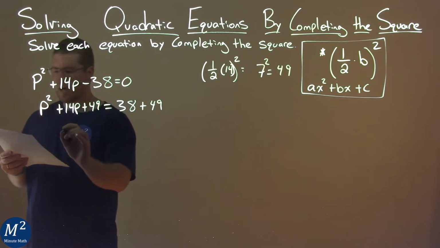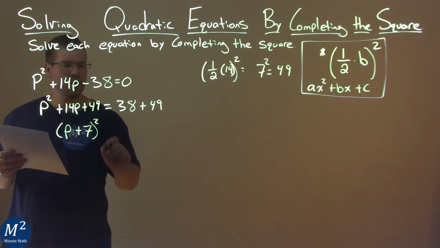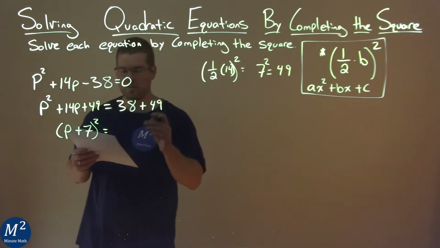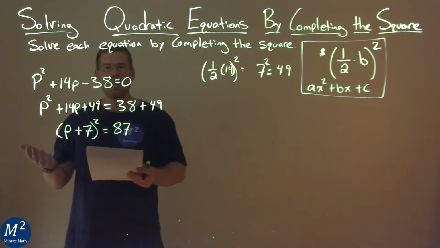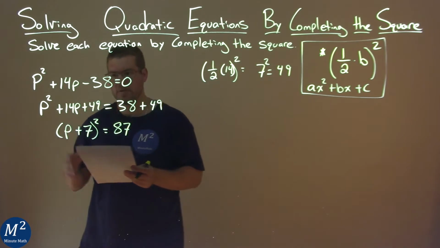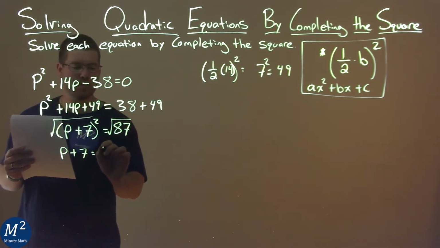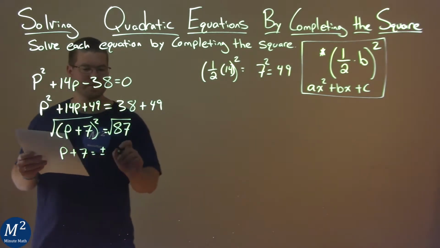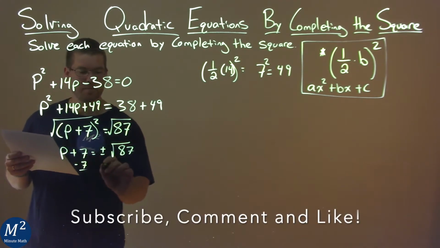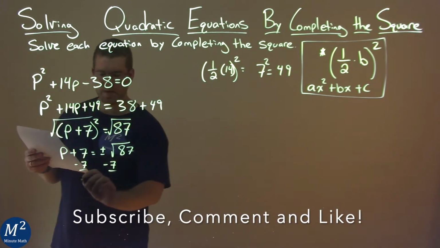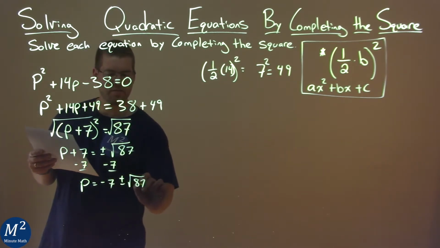And what does this make for us? Well, the left-hand side now becomes a perfect square. P plus 7 squared, and that's equal to, well, 38 plus 49 being 87. So now we have to solve for p. We take the square root of both sides here, and we have p plus 7 equals plus or minus the square root of 87. Subtract the 7 from both sides, and we have p is equal to negative 7 plus or minus the square root of 87.